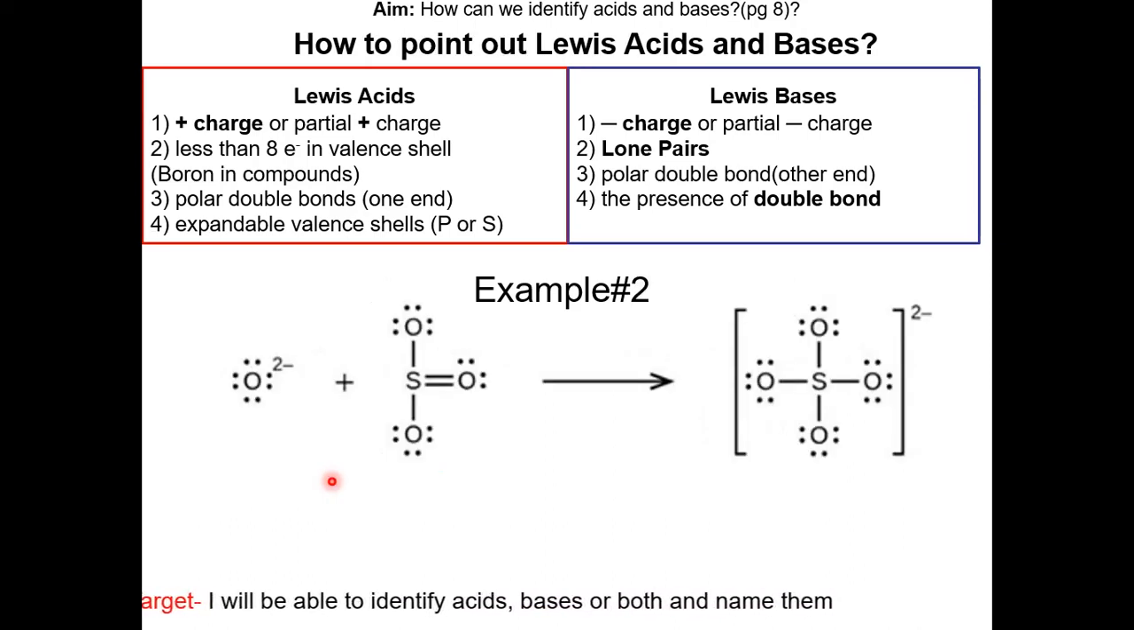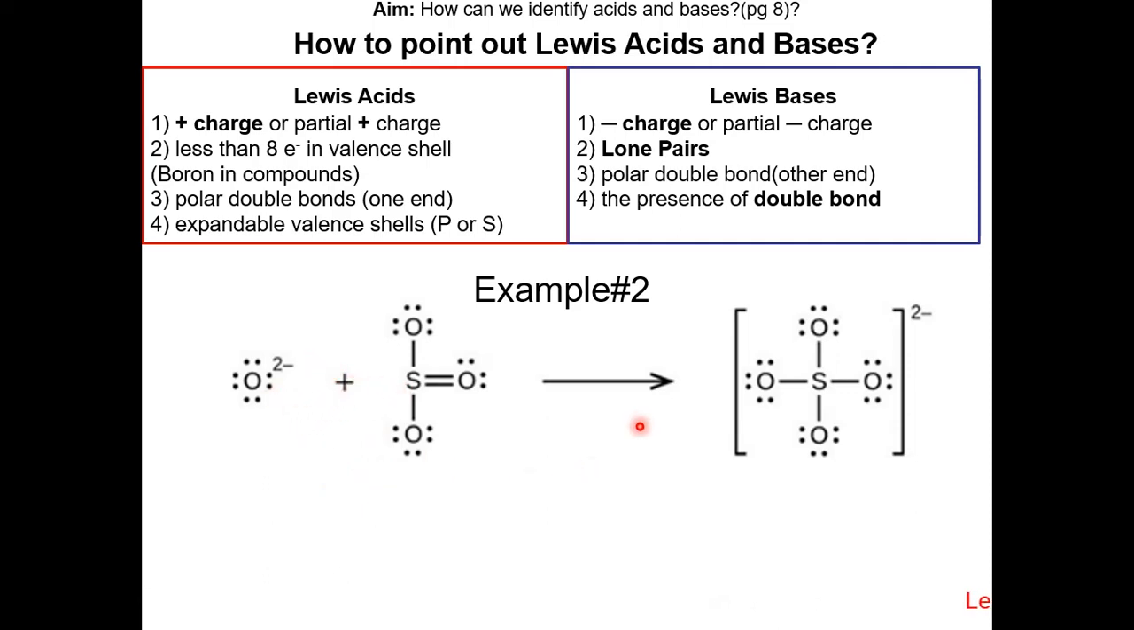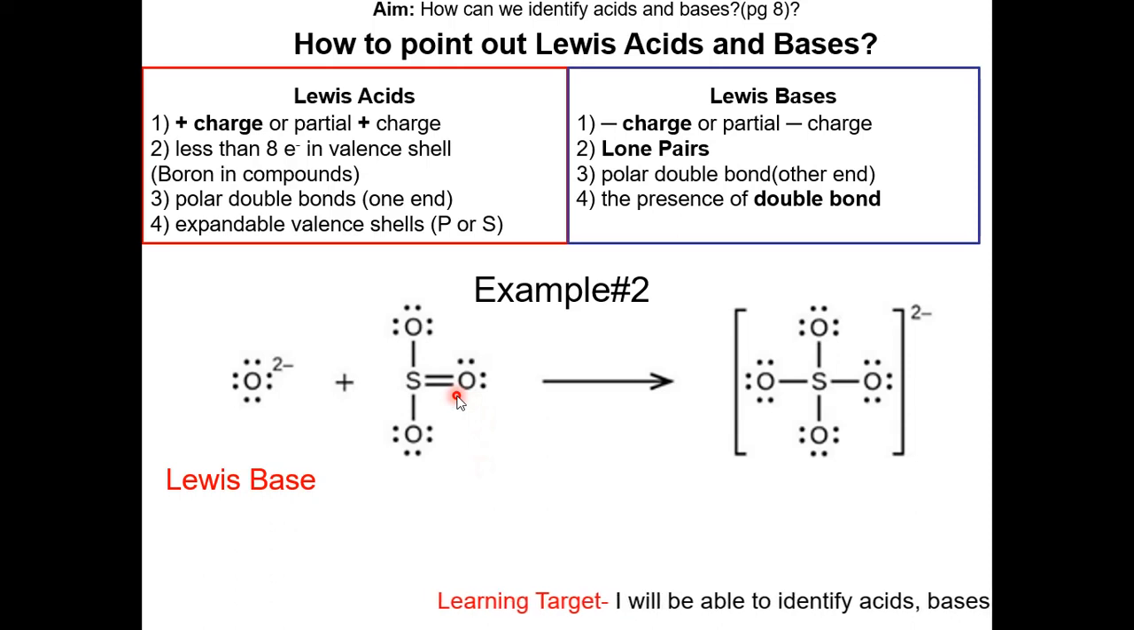Let's look at another example. Here we have oxide ion with a negative charge and it donates 2 electrons to the sulfur in this chemical reaction. So oxide must be a Lewis base. Since the sulfur in the molecule is accepting electrons, the molecule is a Lewis acid.